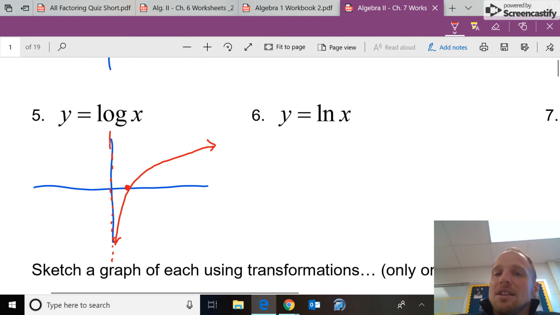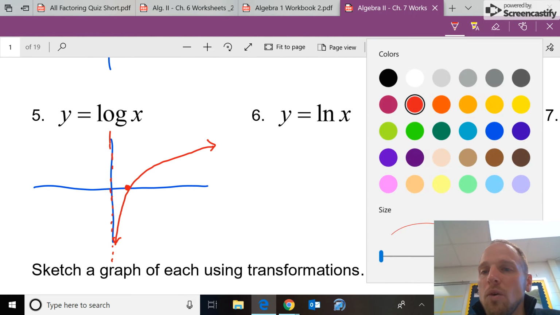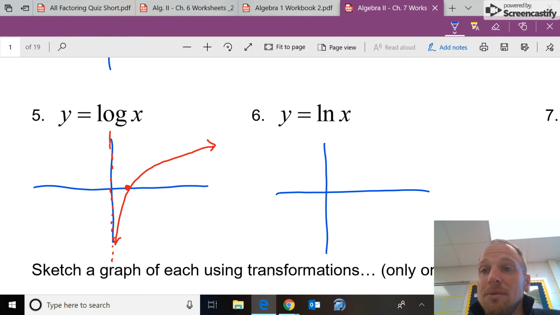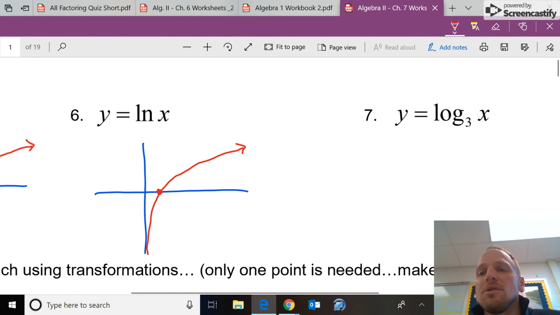Number 6, this is a natural log. A natural log is the exact same thing as a log. Well, there's only one teeny tiny difference, and we'll go over that later. But for right now, know that a natural log and a log are the same thing, okay? Especially when it comes to their graphs. Their parent graphs are going to look almost identical. Going through the point 1, 0, very, very close to 0. It's our vertical asymptote right there, and curving across. All right, notice it kind of looks like a square root function, that curve up on the top, pretty close.